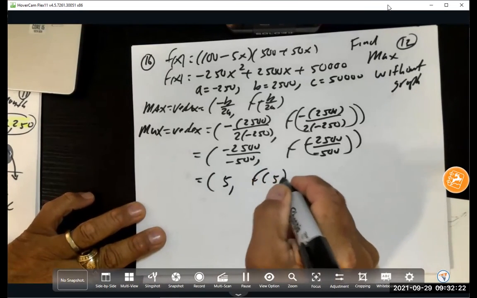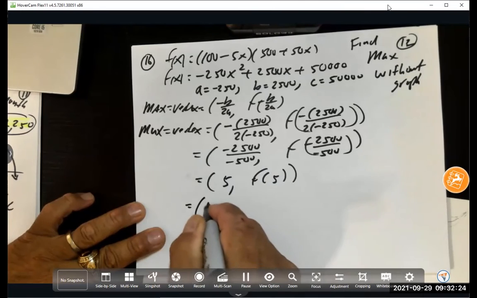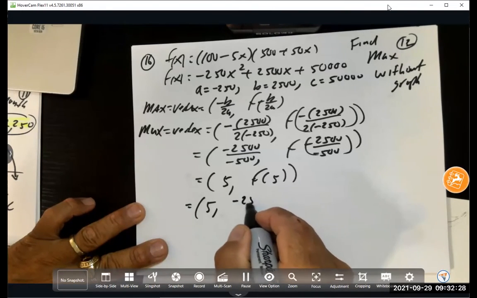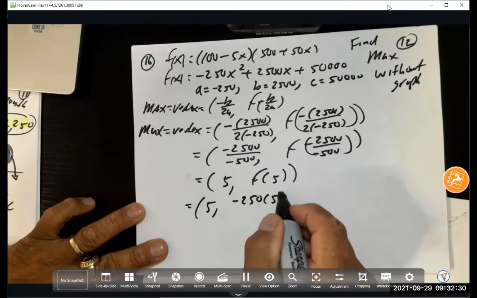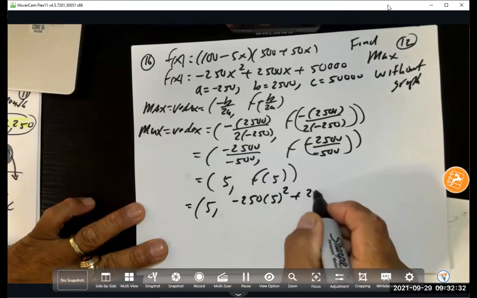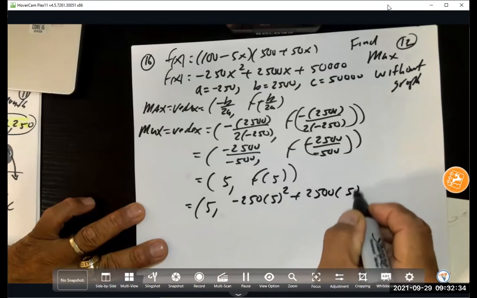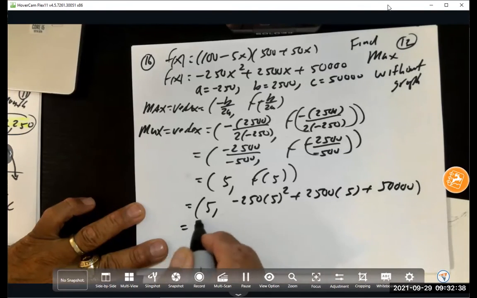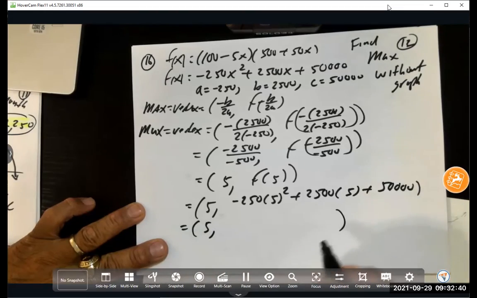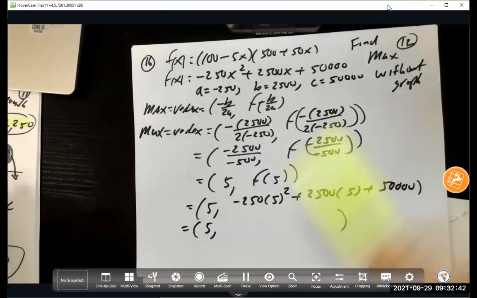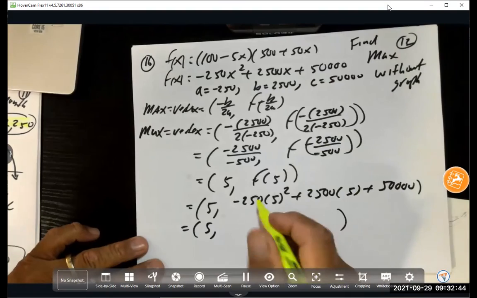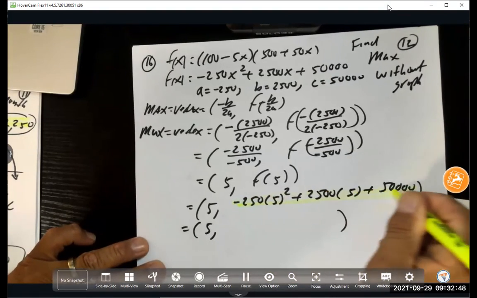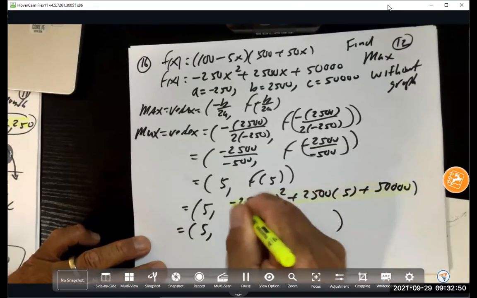And F of 5. So we're going to have to do 5. So F of 5 means this: negative 250 times 5 squared plus 2,500 times 5 plus 50,000, like this. So now you're going to do this in the calculator. All these things in the yellow marks, you're going to put it all in your calculator right now.